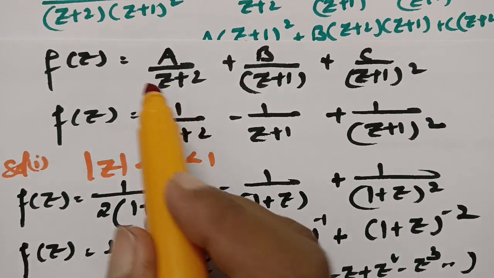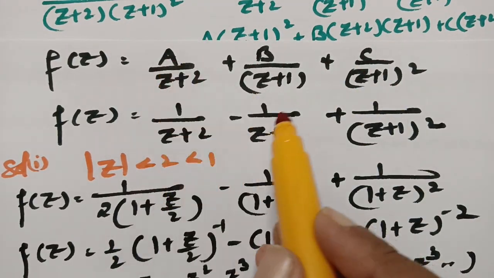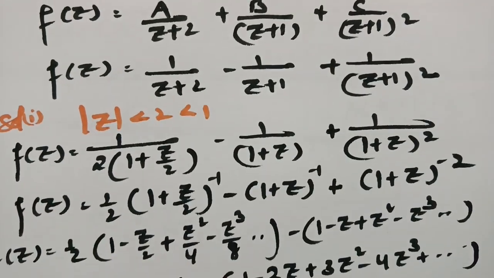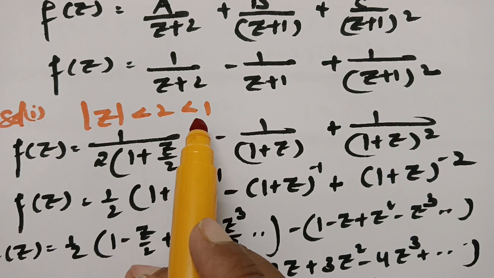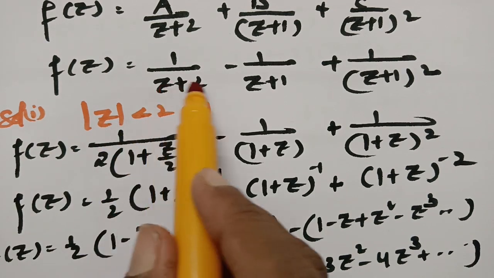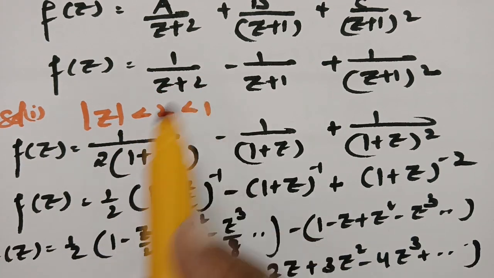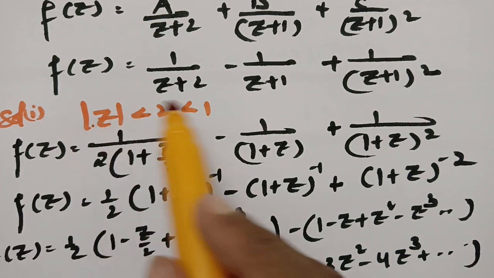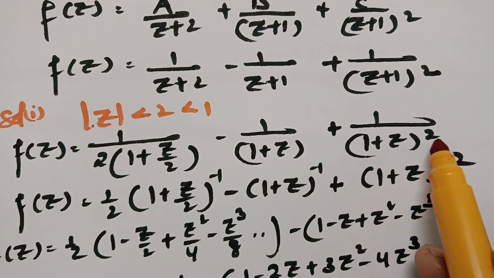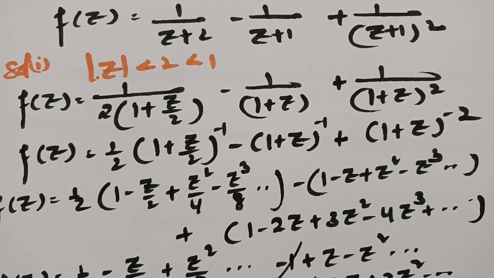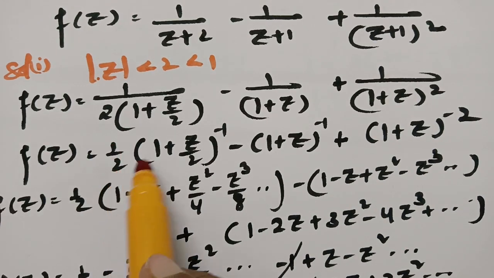So after resolving into partial fractions, we got a as 1, b as -1, c as +1. Here the region is given as |z| < 2, less than 1. Among z and 2, 2 is greater, that's why I am taking 2 common here. Among z and 1, 1 is greater, so I have taken 1 common. This is 1 + z, this is (1 + z)², so half times of.